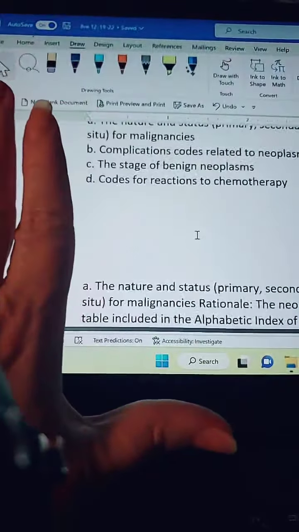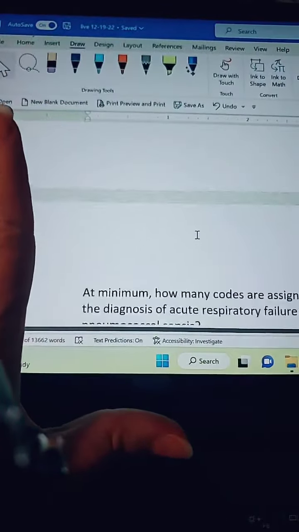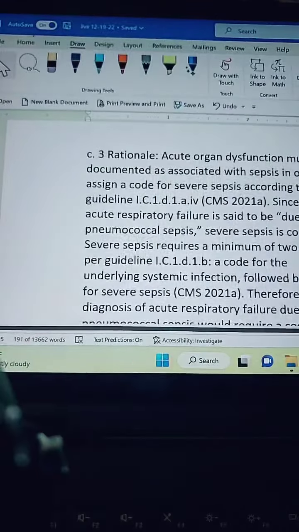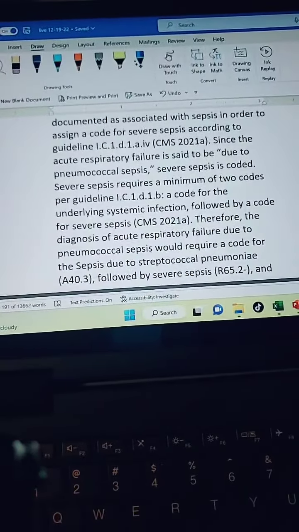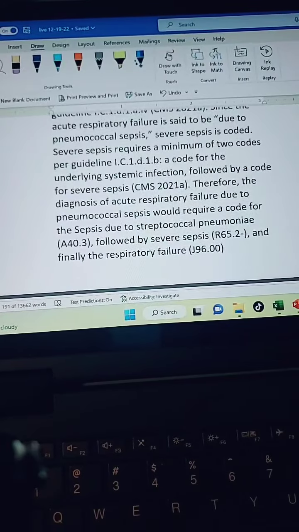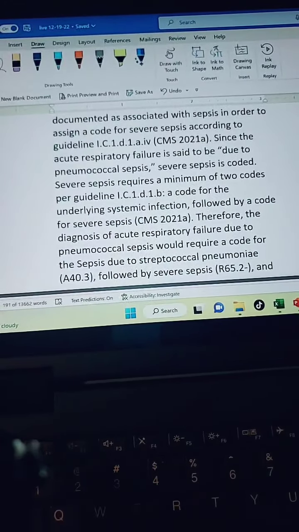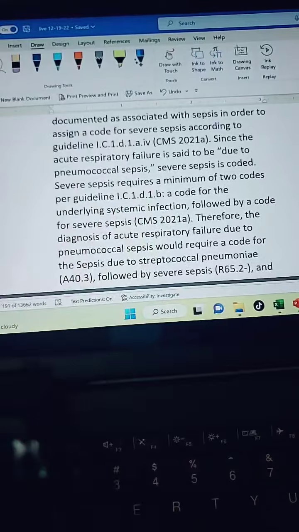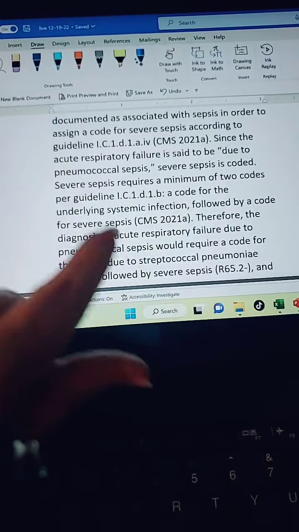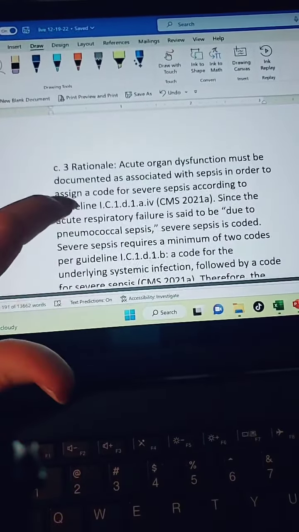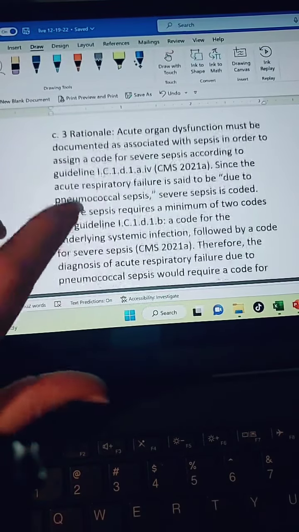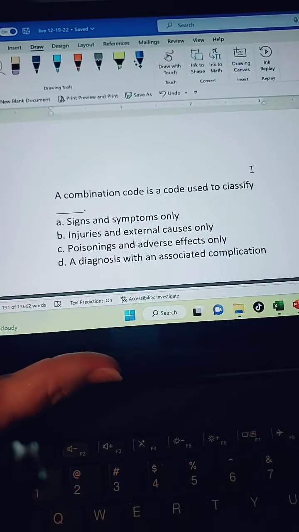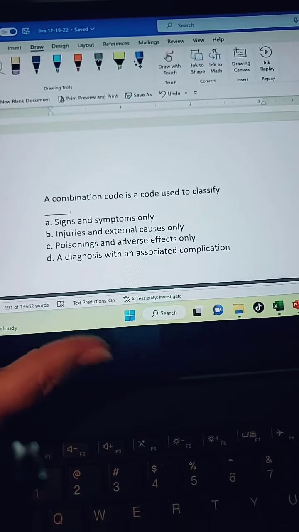Where's my answers at? This one right here. There we go. Three was good. That was cool. Three is the answer. And I do have the sepsis notes too that we made last year, where I wrote examples of all the guidelines like this. It's super cool. I don't know how she knew that so fast, but that was good.